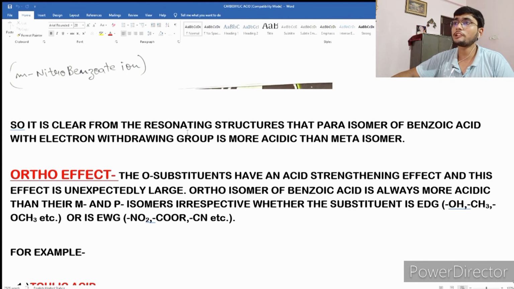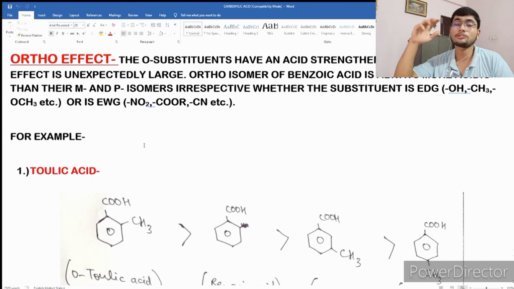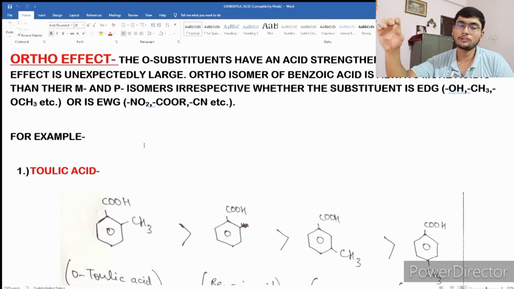So it is clear from the resonating structures that the para isomer of benzoic acid with an electron withdrawing group is more acidic than the meta isomer. Now let us talk about a very interesting effect which is known as the ortho effect. Till now I have told you about the electron withdrawing group at meta and para position and electron donating group at meta and para position.